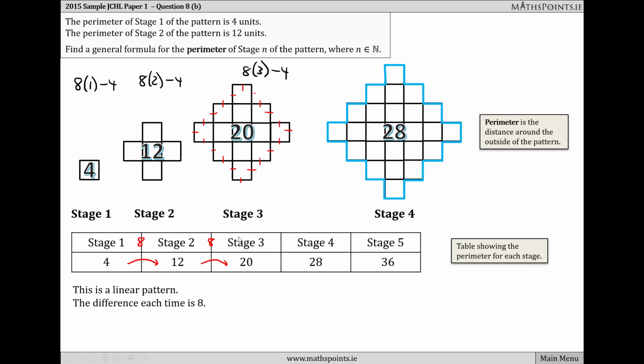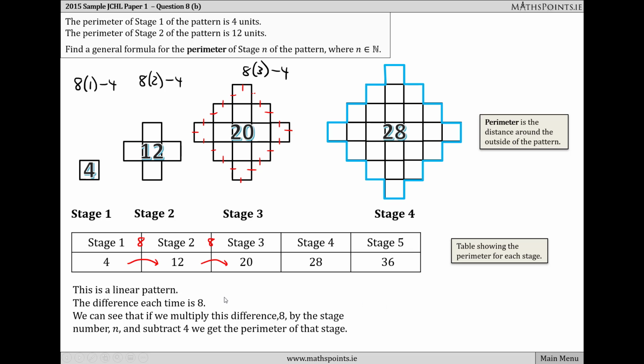So the formula is going to be found by multiplying the difference by n and subtracting 4. And again, if we just try that with the first few numbers, 8 by 1 minus 4 is 4. 8 by 2 minus 4 is 12. 8 by 3 minus 4 is 20. And so clearly our formula for the general term of the perimeter of these shapes is perimeter is equal to 8 by n minus 4. So P is equal to 8n minus 4.